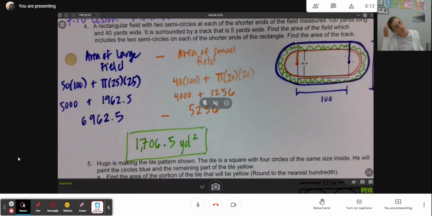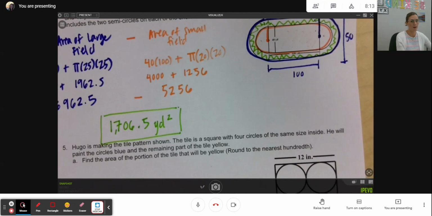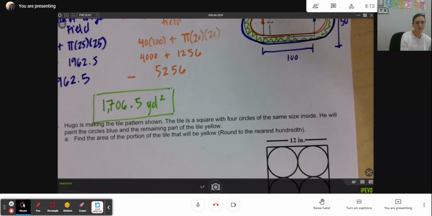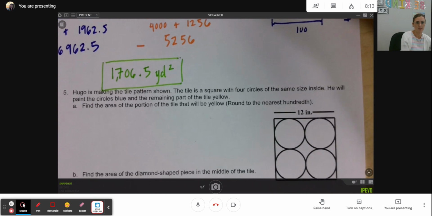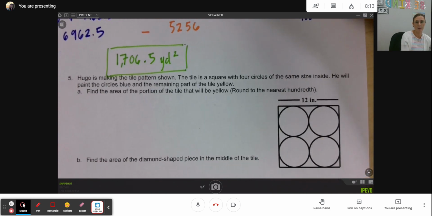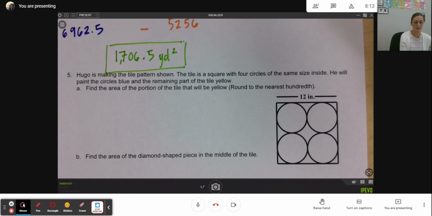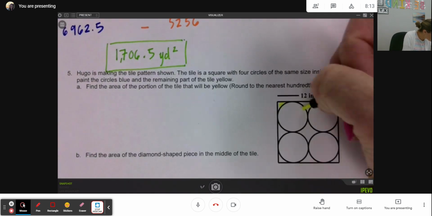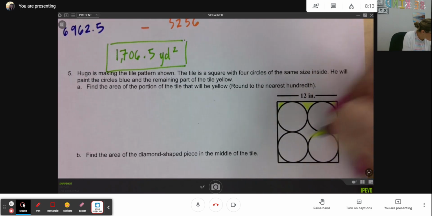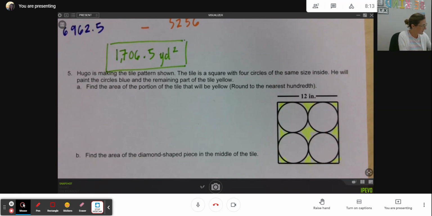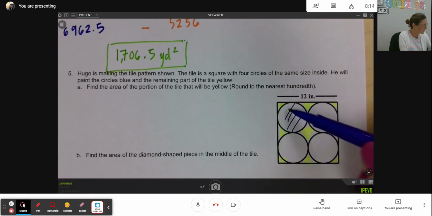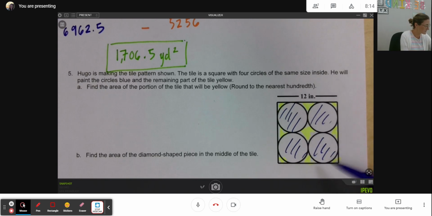So moving on to number 5. Hugo is making the tile pattern below. The tile is a square with 4 circles of the same size inside. He will paint the circles blue and the remaining part of the tile yellow. So this is the remaining part of the tile inside. All that is going to be yellow. And then inside, all these circles are going to be painted blue, the whole circle. Find the area of the portion of the tile that will be yellow.